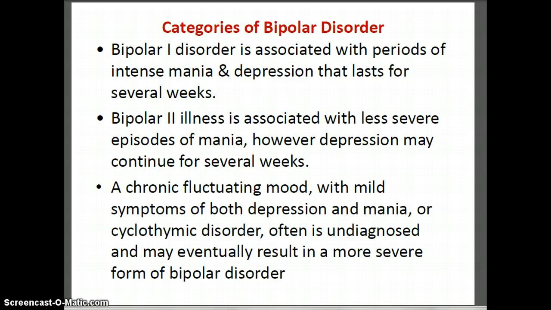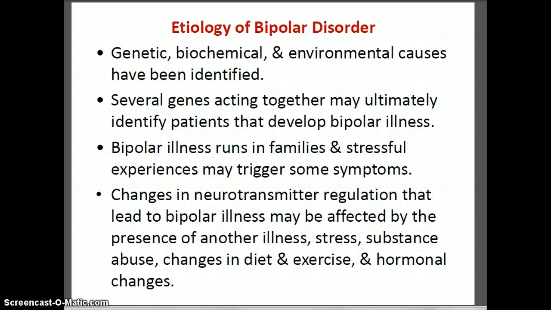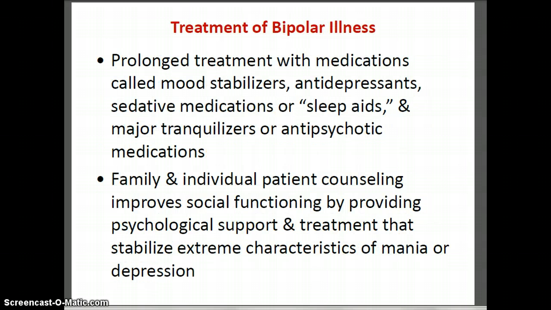I'm not going to ask you to learn the different categories, but rather to understand the disease overall, that it is a cyclic change from depression to mania. It could be genetic, biochemical, and environmental, or any or all of these. It does run in families, and stressful experiences may trigger some of the symptoms. And it may be that the neurotransmitters are disturbed because of the presence of another illness. So each case really is individual, and I do have some short films about bipolar disorder on the Moodle page for you to look at. Treatment requires medication, antidepressants, sleep aids, tranquilizers, antipsychotics, and also counseling will help.